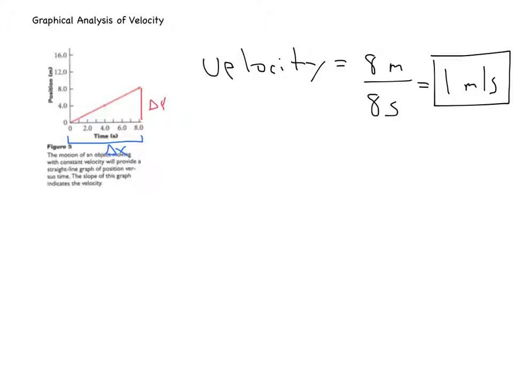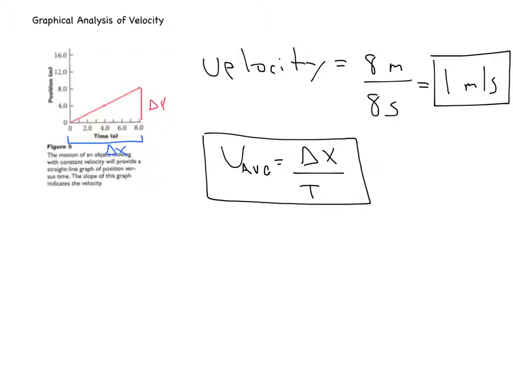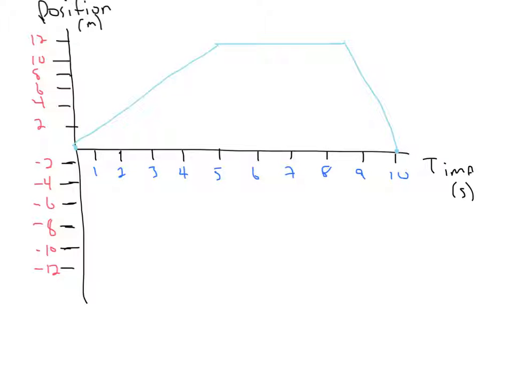So the equation for the velocity, for average velocity, is the change in the displacement or position over the time. Okay, so this is an equation that will come in quite handy. The velocity is the change in position over the time, right? And the units of this are going to be meters per second. So let's take a look at a couple different position time graphs and talk about what's happening with them.